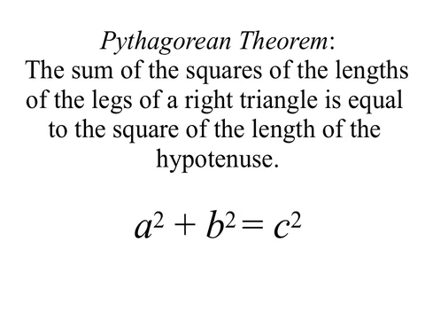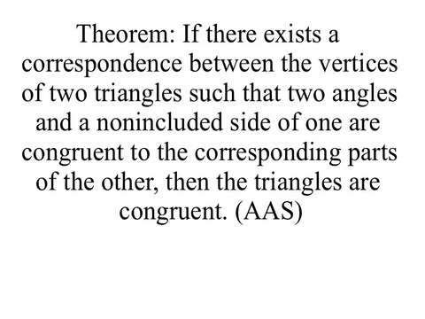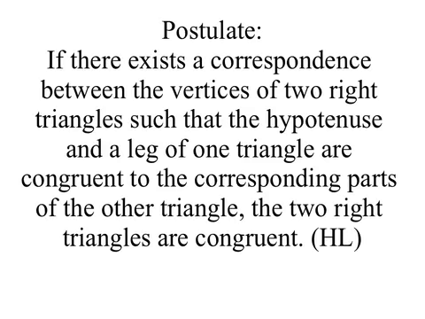And another familiar theorem that you may have already been aware of, the Pythagorean theorem. The sum of the squares of the lengths of the legs of a right triangle is equal to the square of the length of the hypotenuse, or simply stated, a squared plus b squared is equal to c squared. And then we looked at and proved the angle-angle-side theorem. We also looked at a postulate that could also be proved as a theorem, the HL, hypotenuse-leg postulate.